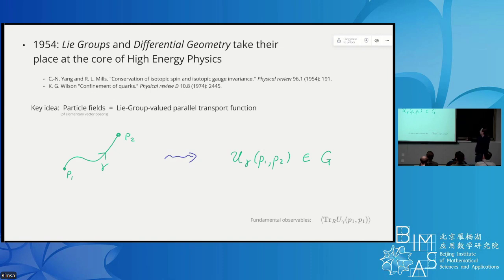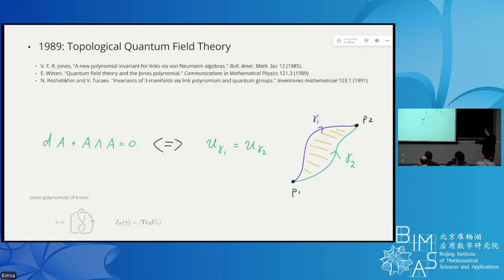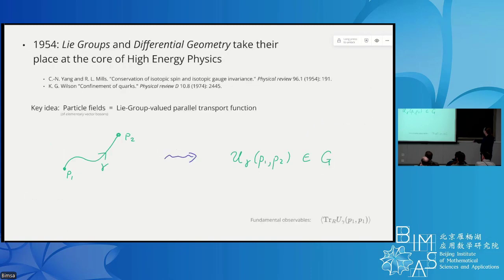And in 1974, Kenneth Wilson formalized what was already in the air by that time, that the fundamental class of observables are the so-called Wilson loop averages. Those are the averages of class functions associated to closed loops, some G-invariant functions associated to the closed loops.